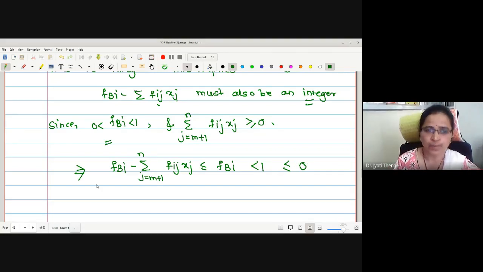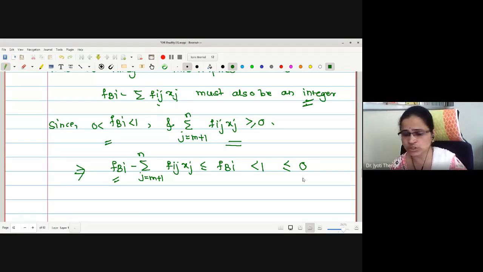Let me repeat. fbi is the small positive term, lies between 0 and 1. From this expression, we were subtracting a non-negative quantity. Therefore, this value must be less than or equal to fbi. But already we know fbi is strictly less than 1, and we want an integer value, an integer value less than 1. Therefore, what is the only possibility? Less than or equal to 0.